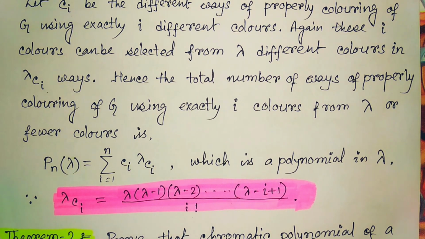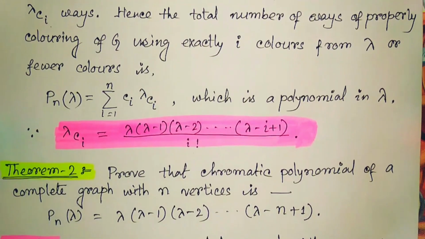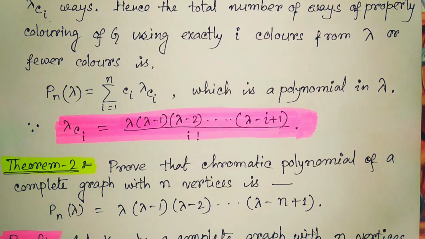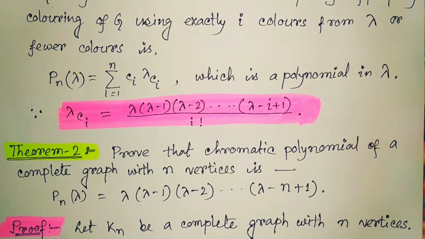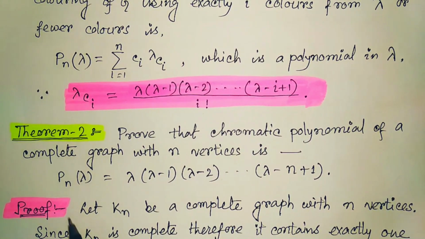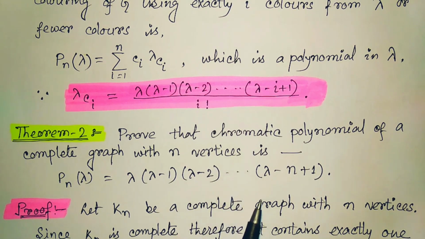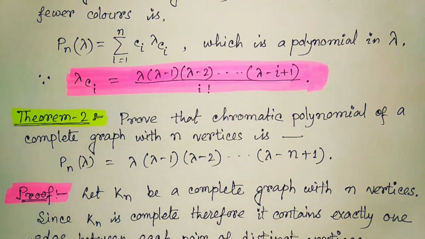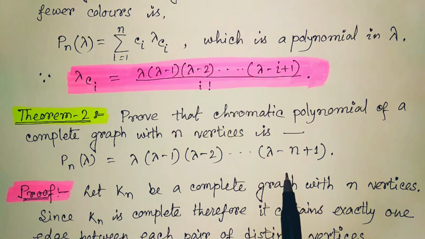Hence the proof. Next theorem is: prove that the chromatic polynomial of a complete graph with n vertices is P n of lambda equals lambda into lambda minus 1 into lambda minus 2, in this way up to lambda minus n plus 1, where n is the number of vertices. So what is the second theorem? The proof that the chromatic polynomial of a complete graph with n vertices is this one.